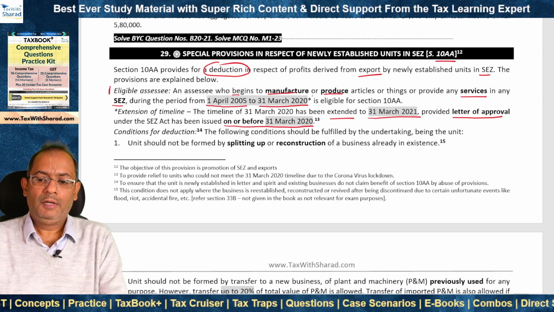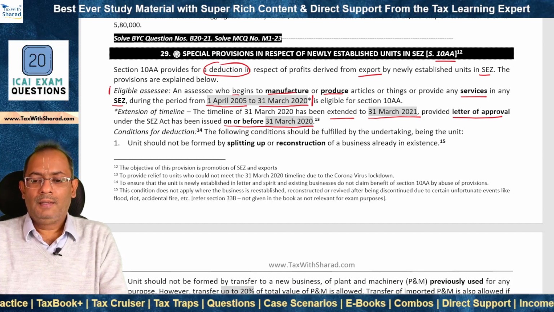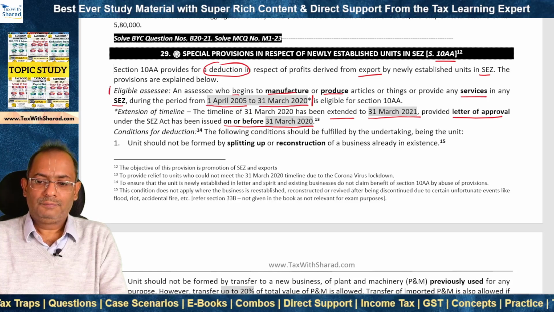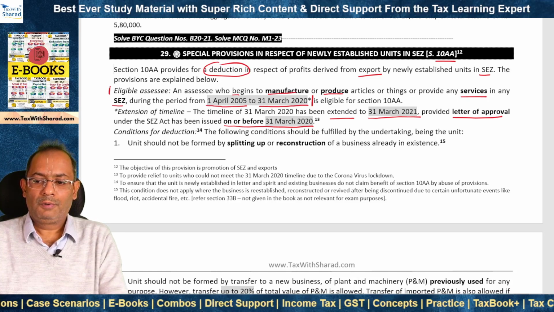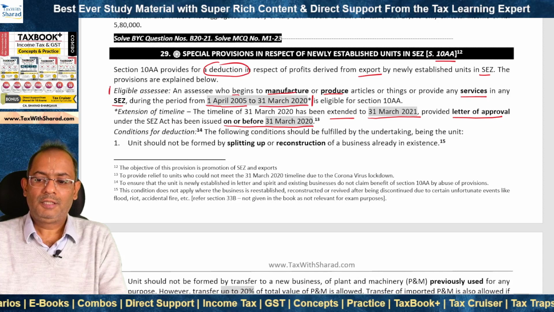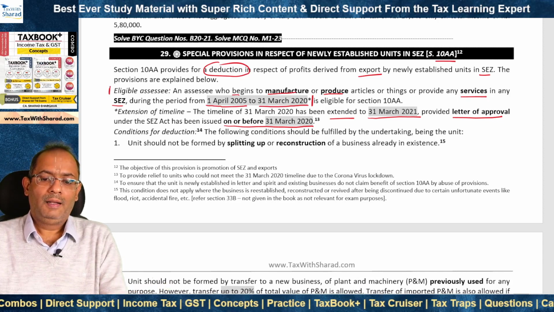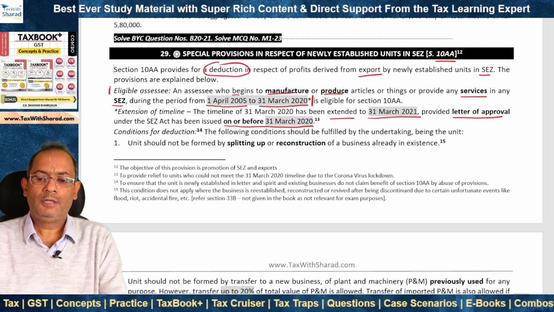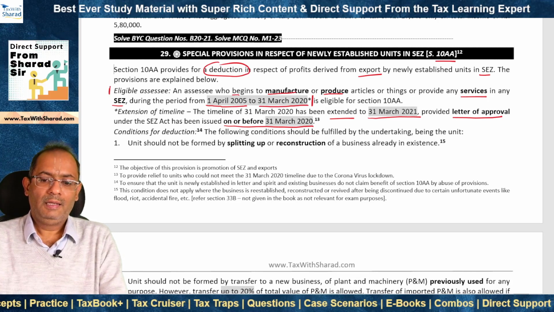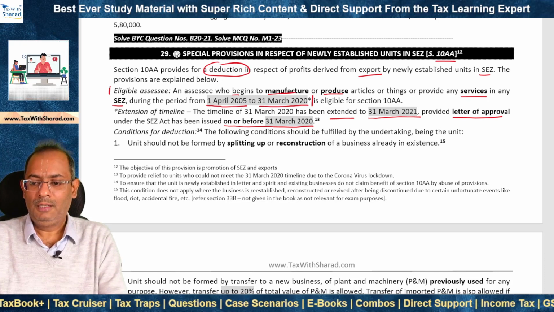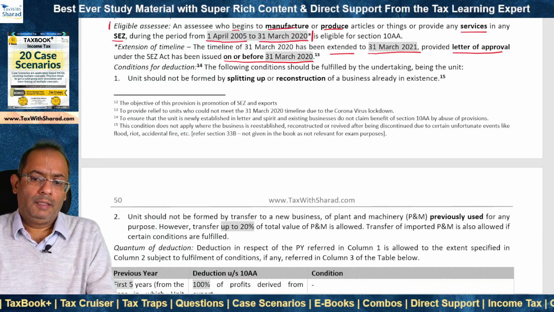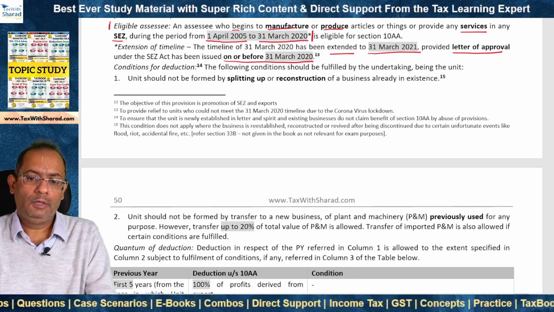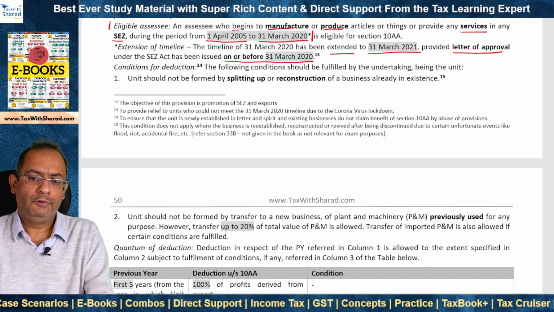So while 31st March 2020 is the cutoff date, the SEZ unit has been given one more year to begin the manufacture or production or provision of services. But the condition is that the letter of approval under the SEZ Act should have been issued to him on or before the original cutoff date of 31st March 2020. If that be the case, then the benefit of 10AA will be given. There are two basic conditions for grant of deduction. So deduction is to be allowed only when these conditions are fulfilled.